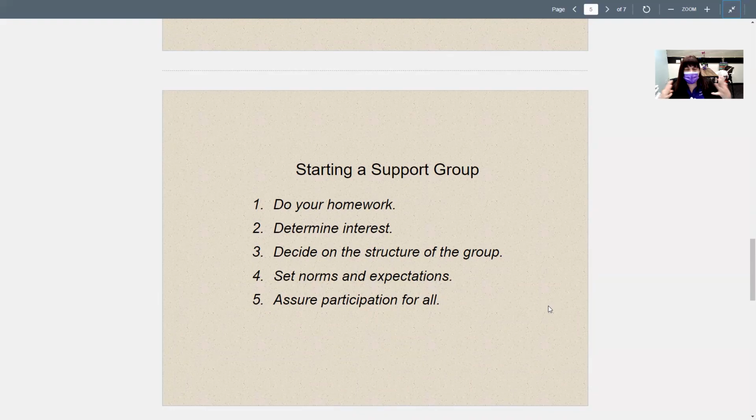So when you start a support group, you have to do your homework. You have to figure out the need. You do kind of what is called a needs assessment, and you determine if there's interest in a support group. And then you have to decide on the structure of the group, what type of group it'll be. You set norms and expectations. You figure out what time of day is best suited for this age group. If everybody's in school, they're not going to attend support group Monday through Friday at noon. It's just not going to happen.